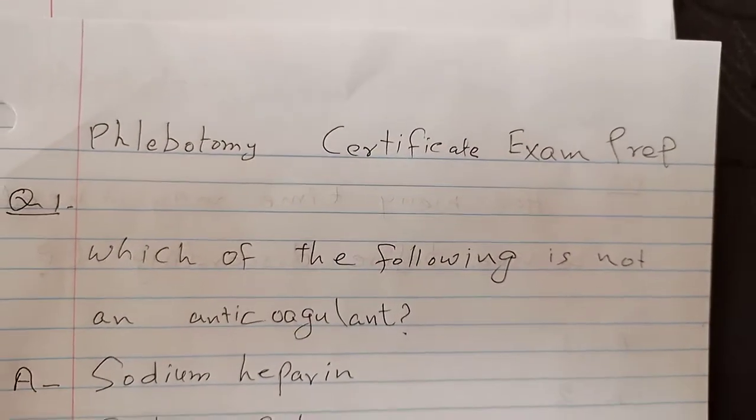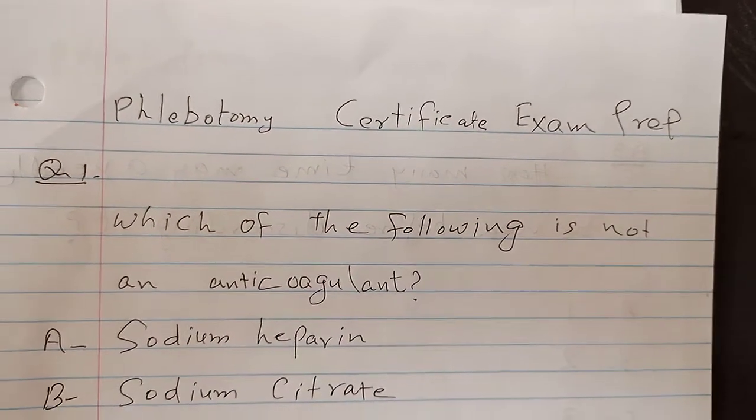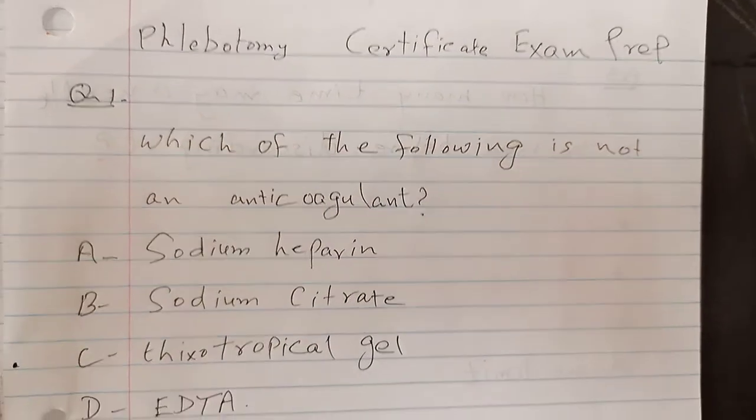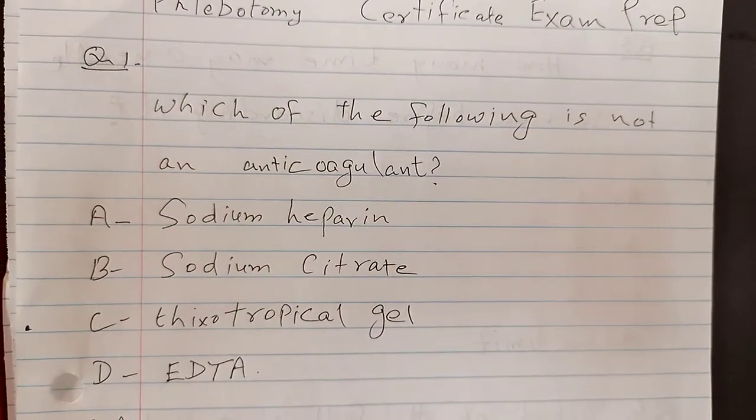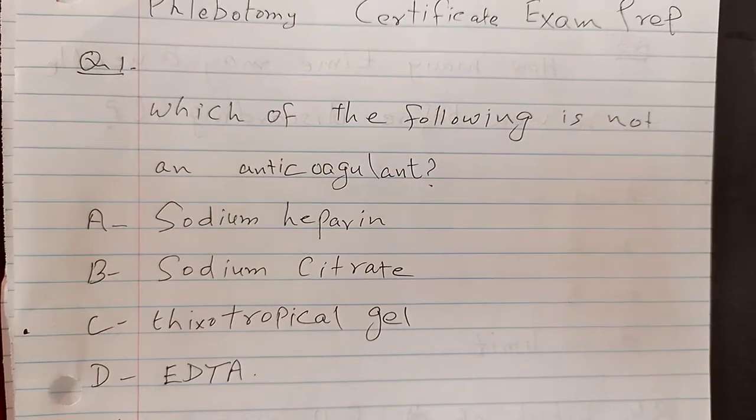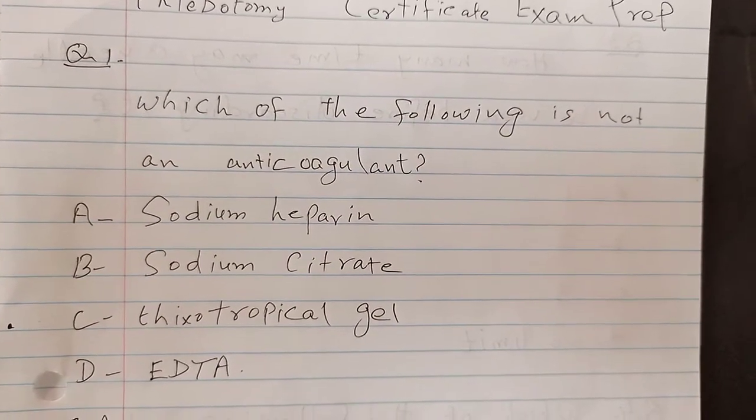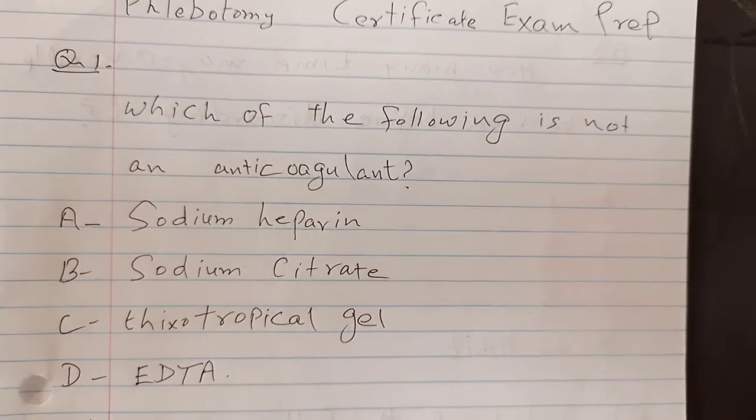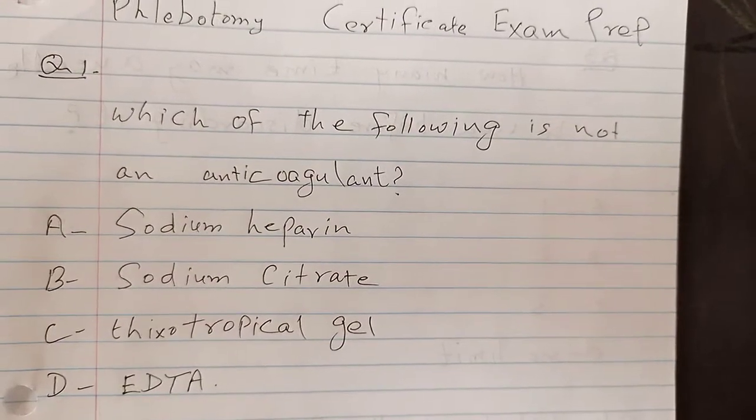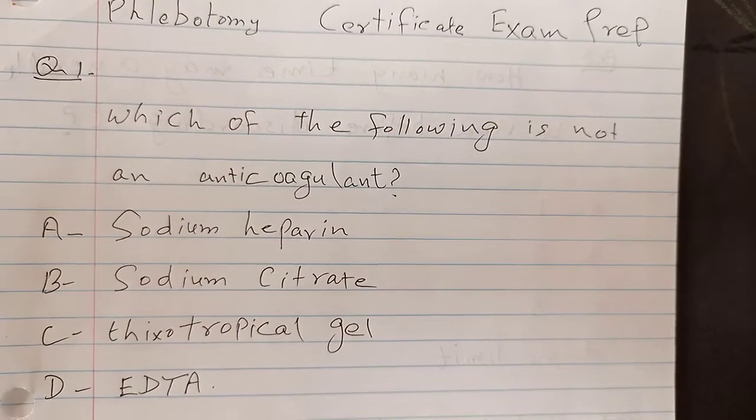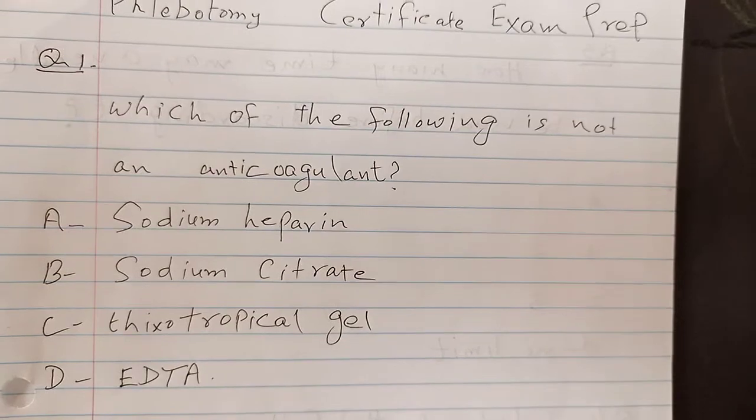Question number 1 is, which of the following is not an anticoagulant? Sodium heparin, sodium citrate, thixotropic gel, EDTA. The answer is C, thixotropic gel. That is the separator that separates the formed elements from the plasma after centrifugation of the blood.